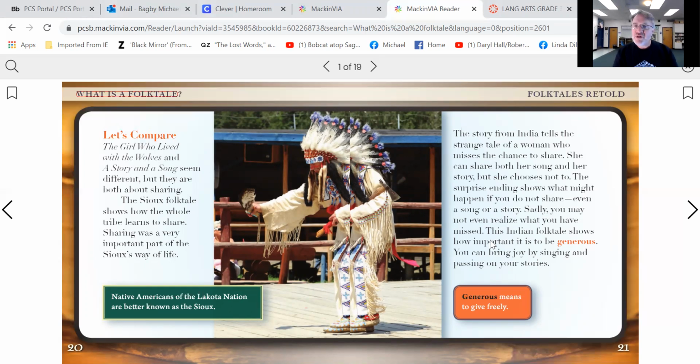This Indian folktale shows how important it is to be generous. You can bring joy by singing and passing on your stories. That is a really mysterious little tale.